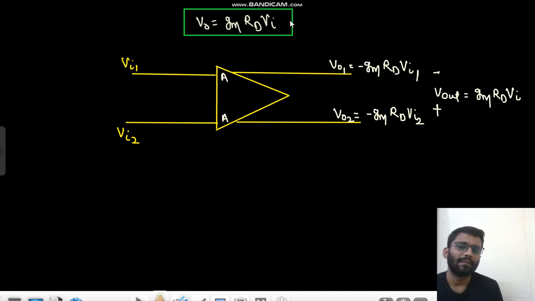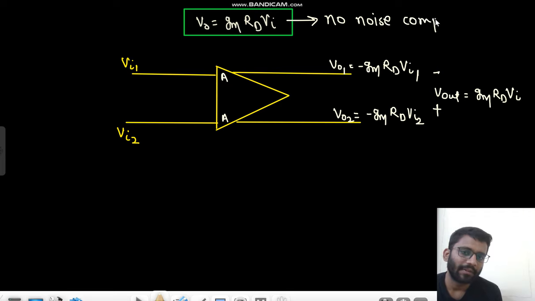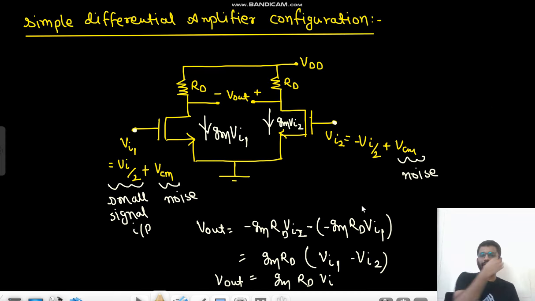So no noise component is present, right? So that's how we have eradicated the effect of noise. There is no noise component present here. V naught is GM RD into V in. So this noise component is already nullified.